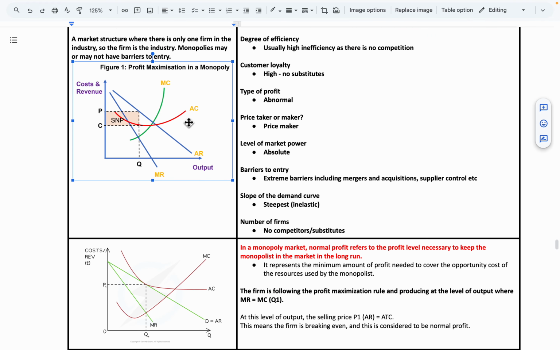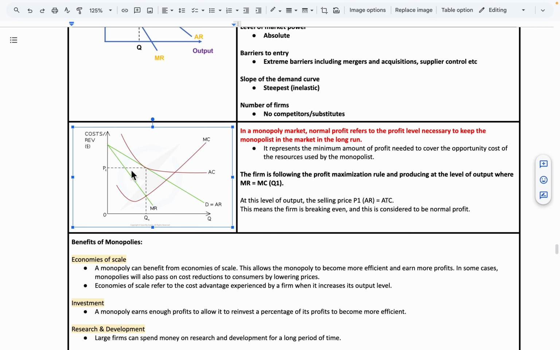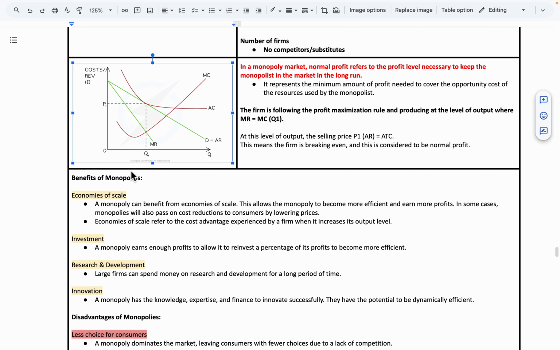And right here, when AC is below the AR curve, that is when they're making abnormal profits, because average revenue is greater than average cost. If you do simple mathematics, when average revenue is higher than average cost, of course you will have some money left over. But when average revenue is the same as average cost, that's just normal profits. There's no additional profits there.